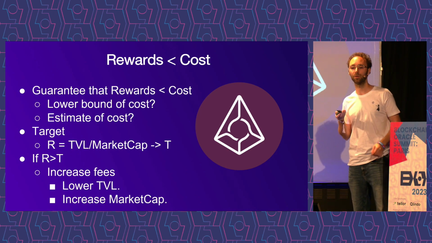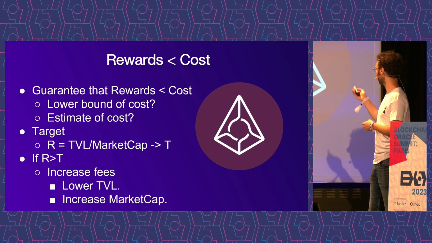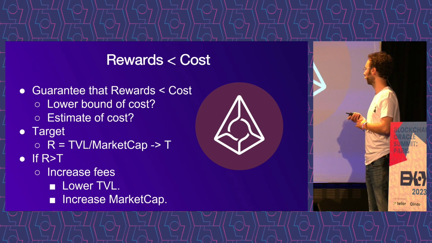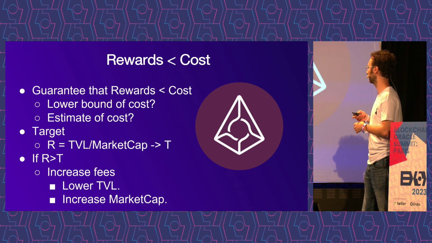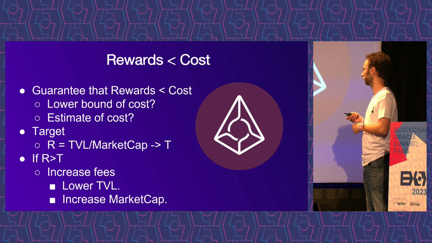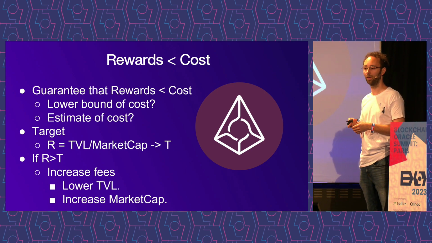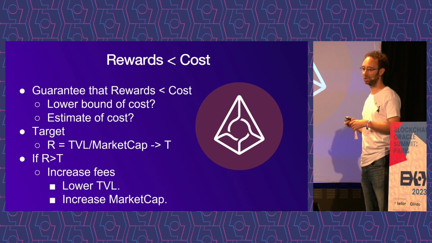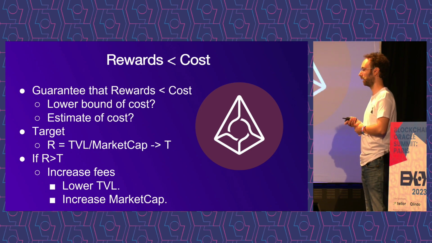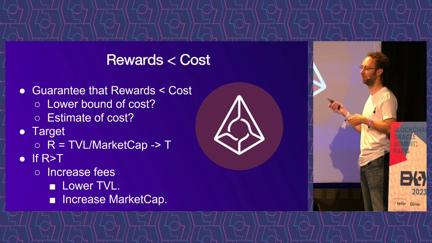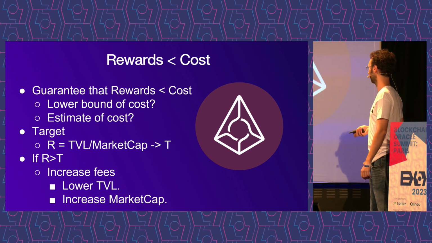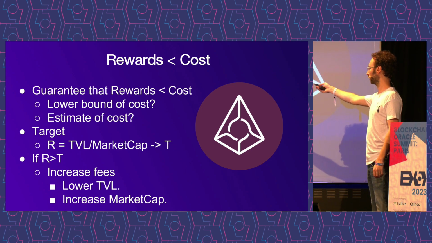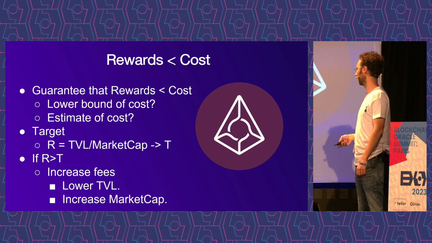So can we do something interesting with that? Well, some projects have tried. We have Augur, where they try to make sure that the rewards are lower than the cost. So for that, they put a lower bound on the cost, which was 51% of the market cap. But if you want, you could have maybe a nicer estimate because you have market depth. And so you target a ratio of TVL out of market cap.